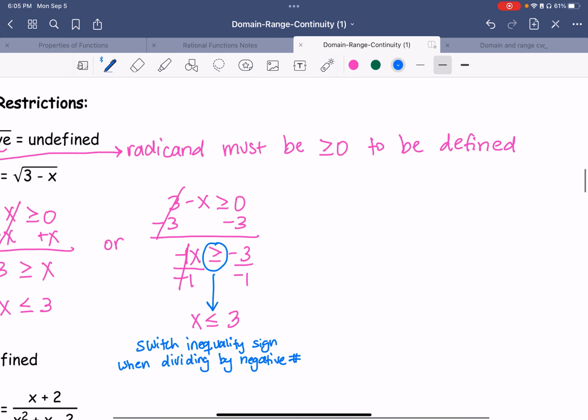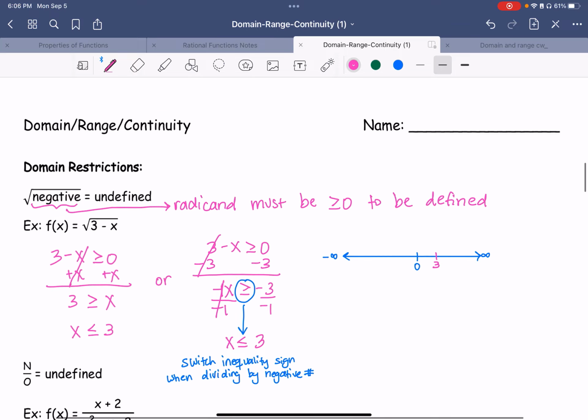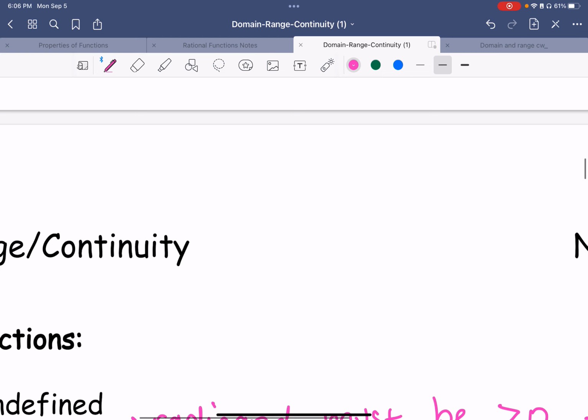Now what we're going to do to visualize how this graph is going to look is draw a number line. And like I said earlier, on the left-hand side you have negative infinity, and on the right-hand side you have positive infinity, and in the center you have 0. Because our domain was x is less than or equal to 3, I'm going to start off with just putting a 3 on my number line, a positive 3 on the number line. Now, here's a little review in case you forgot from last year.